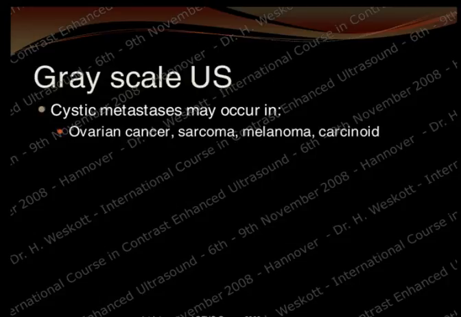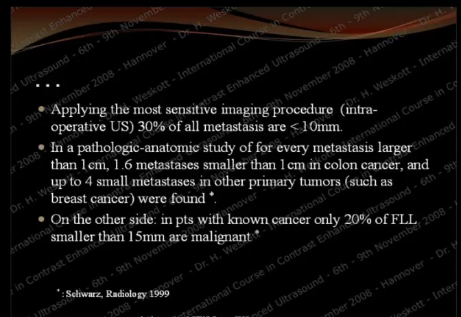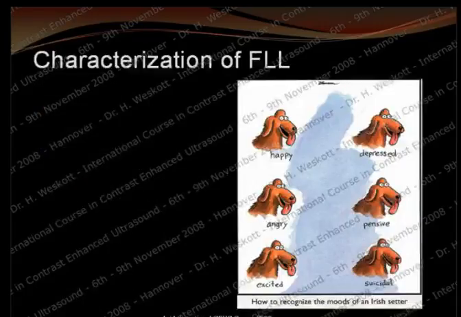Applying the most sensitive imaging procedure, that is intraoperative ultrasound, 30% of all metastases are below 10 millimeters in size. And a pathologic anatomic study reveals that for every metastasis larger than 1 centimeter, there are 1.6 metastases smaller than 1 centimeter in colon cancer, and up to 4 small metastases in other primary tumors, such as breast cancer. But on the other side, in patients with known cancer, only 20% of focal liver lesions smaller than 15 millimeters are malignant. So we would like to characterize, of course, our focal liver lesions and to characterize metastasis.